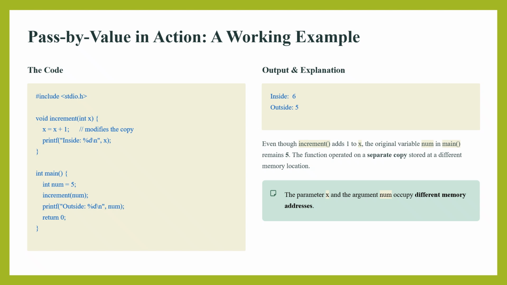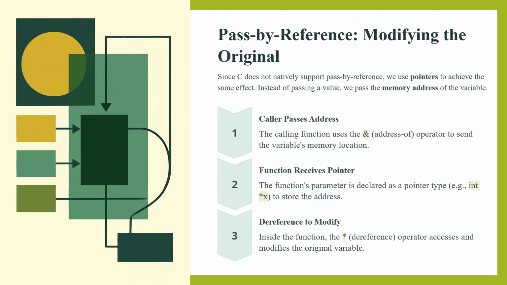From the memory perspective, variable num is at 1000 with value 5, and x is at memory location 2000 with value 6. So they are completely separate values. Here we have to observe that a function cannot affect the original variable. Changes are temporary, only for calculations. So pass by value creates a clear boundary between function and caller.